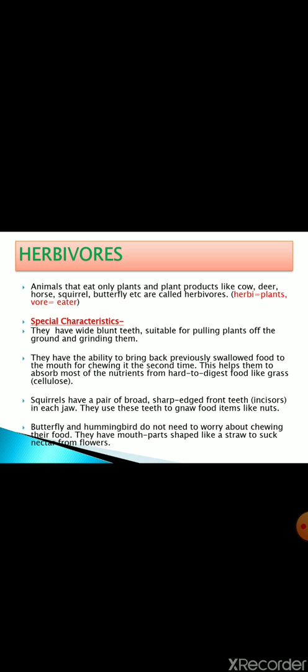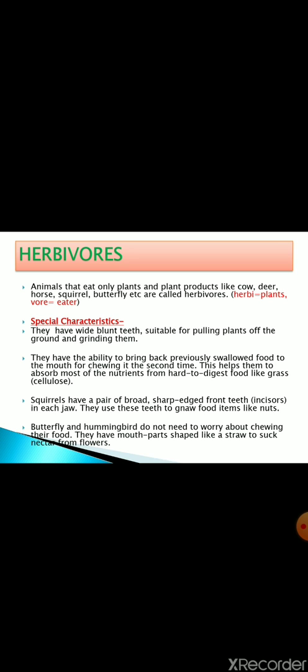Now what are the special characteristics of herbivores? They have wide blunt teeth suitable for pulling plants off the ground and grinding them, because they have to pull the plants. For example, all these cattle like cows, buffaloes, goats, they have to pull the grass. So what kind of teeth are they having? They are having blunt teeth so that their grip will be strong. They can strongly pull the grass or plant from its roots.